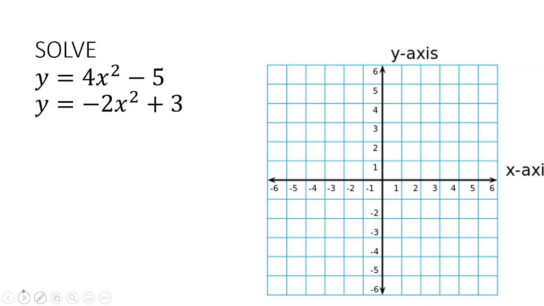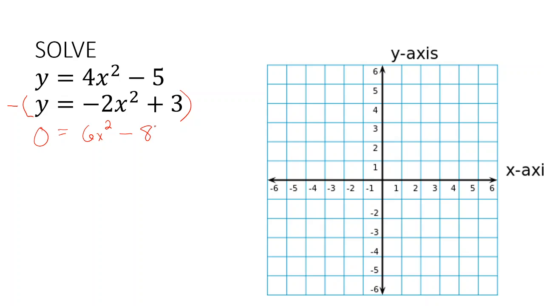Now this one, if I were to look at this, you have two parabolas. And I can solve them by graphing, substitution, or the addition method. Let's try the addition method to begin with. So let's just subtract the equations, because if we took y minus y, we get 0. 4 minus negative 2 would give us positive 6x squared. Negative 5 minus 3 is negative 8.